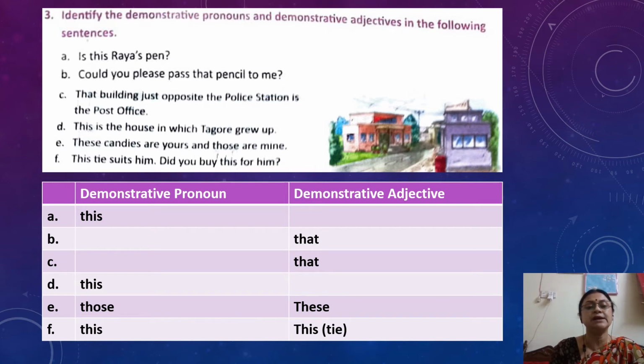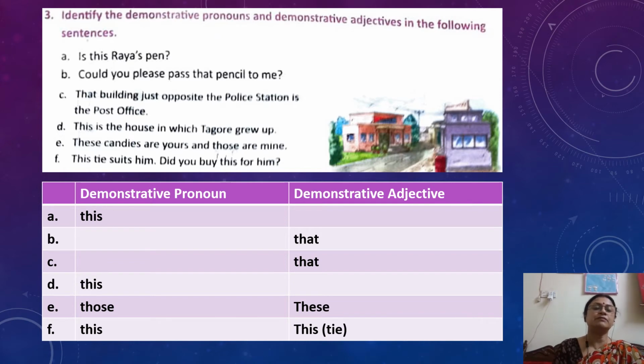In number E, these candies are yours and those are mine. Here these candies, here these describes the candies. So these is a demonstrative adjective, whereas those identifies the candies which are mine. So those here is a demonstrative pronoun.